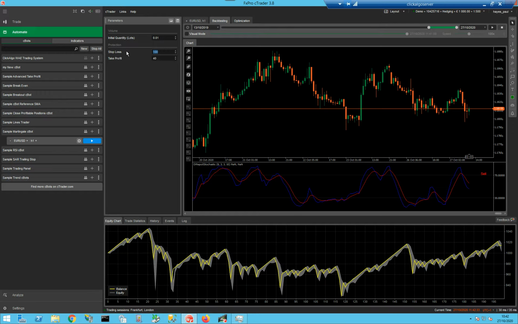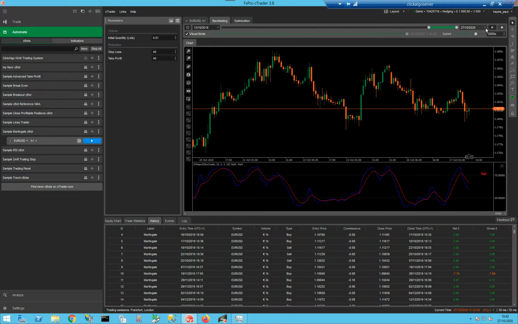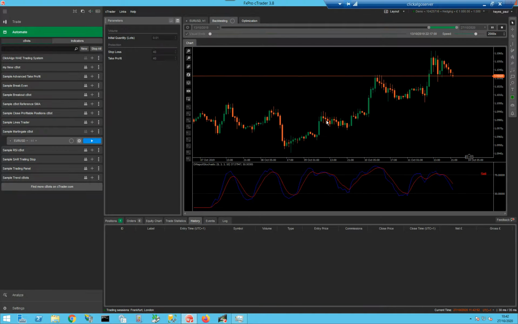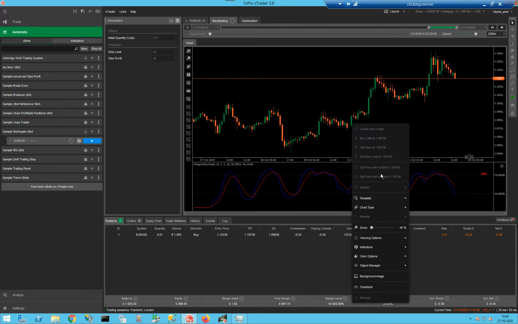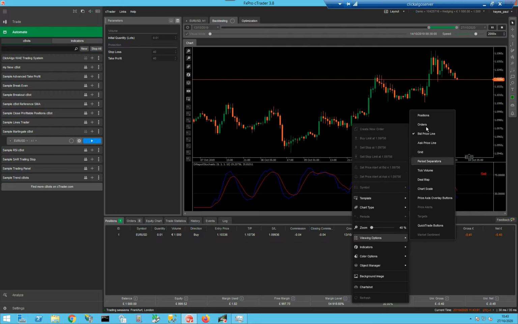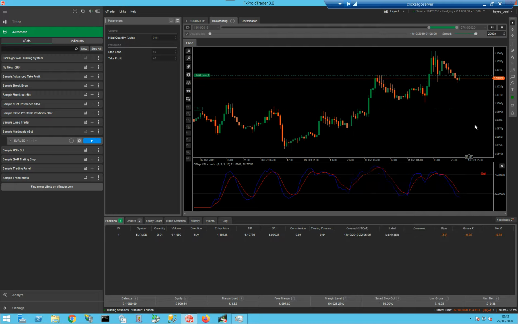Now, one of the other things I want to show you, which is a new feature of cTrader, is the visual mode. The visual mode shows you in real time the trading that was going on, the positions that were opening. So if I click on visual mode and I leave the speed at 2000, click play and go to history, one position's opened already. And this is running. Now I have to right click and go to viewing options because I closed the positions. There it is. One position's opened already.